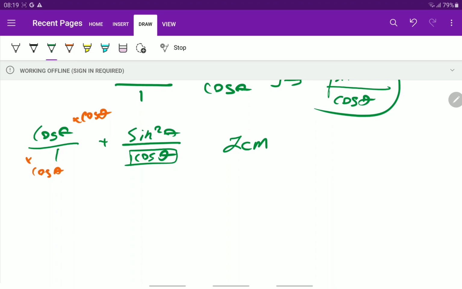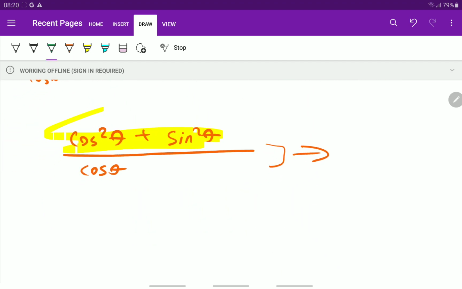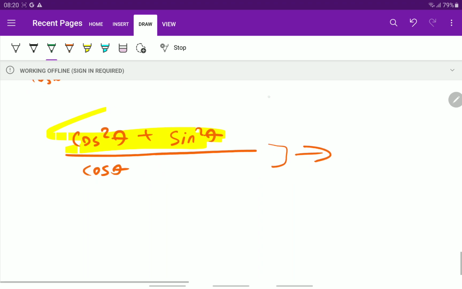Doing this, we get what? Cos squared theta over cos theta, same denominator now, plus sine squared theta. So this is what we get now. Cos squared theta plus sine squared theta over cos theta. Now, again, if we observe this answer, we know that cos squared theta plus sine squared theta is one of the initial Pythagorean trig identities. So we can just add it as 1, because we know that they both add up to 1. And then cos theta is just cos theta.